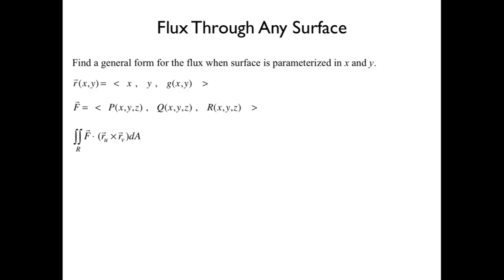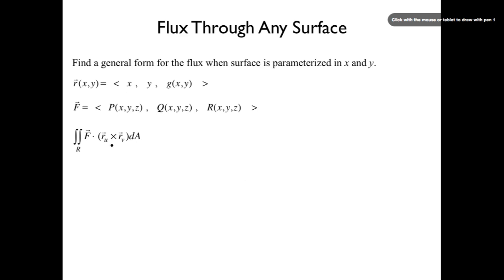So what if your surface is parameterized in two variables, x and y? Can we get a general form for that? Can we work through the flux integral in this general case where z is a function of x and y, and we can parameterize the surface this way? Can we get a general formula so that we can save a lot of the heavy lifting in between if we know we're starting off with a surface of this form? Does that make sense?